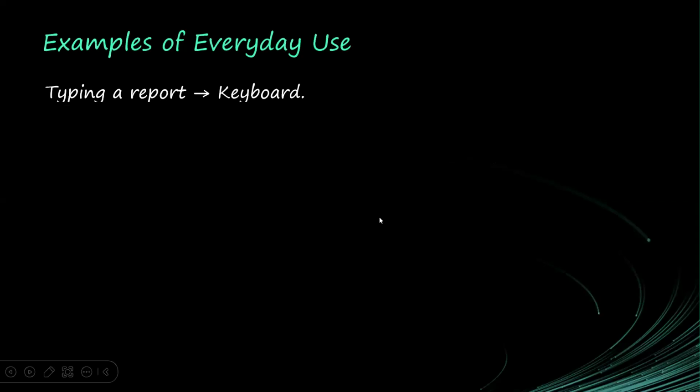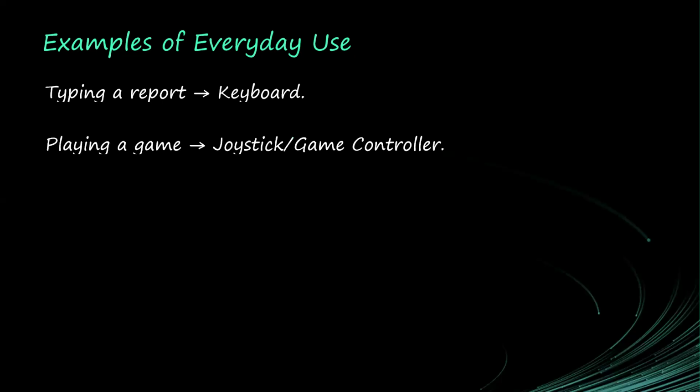Okay. So examples of everyday use: typing a report. When you're typing something, or maybe you see your dad typing something on the computer, maybe a report or anything at all, that is a keyboard at work. All right. Even on your phone, you also type with your keypad. When you want to send your dad a message or your mom a message, you use the phone keypad to type.